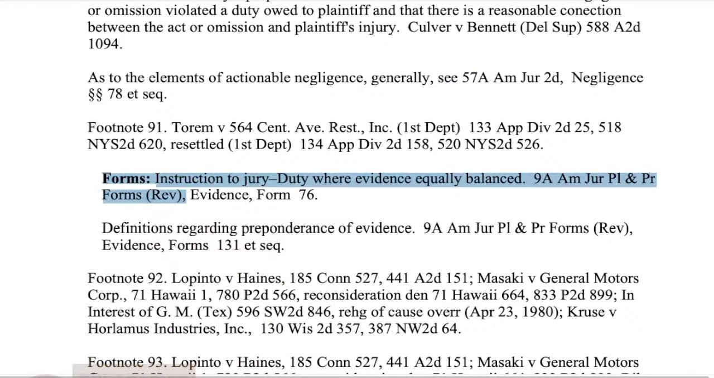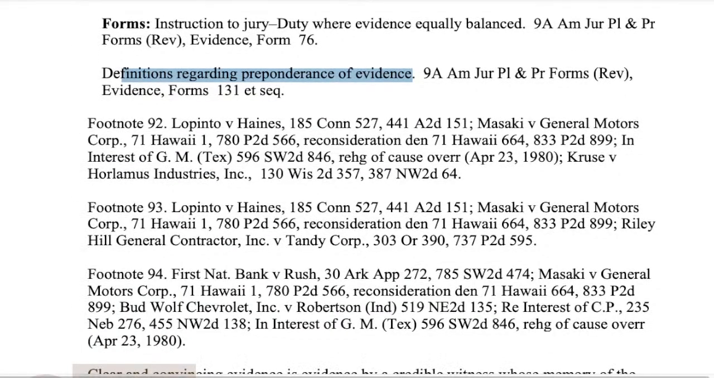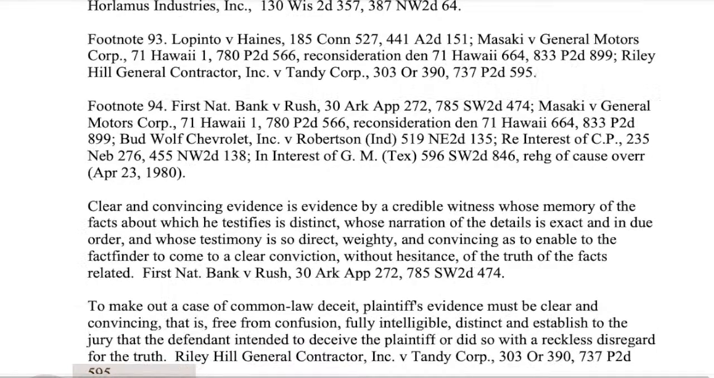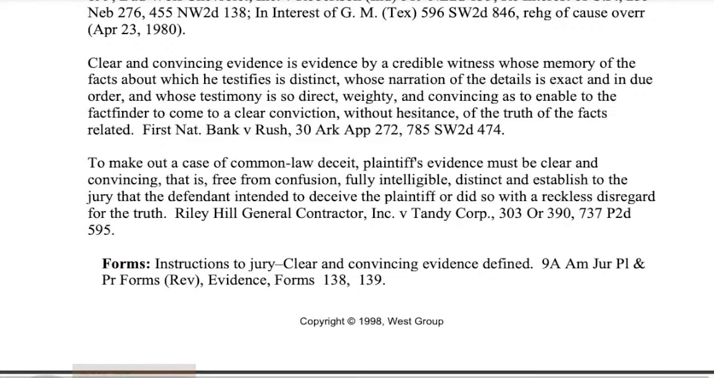All right, we have some forms, instruction of the jury, definitions regarding preponderance of evidence. Those will be in the practice and pleading editions here. Here we go. Clear and convincing evidence is evidence by a credible witness whose memory of the facts about which he testified is distinct. Not like some of them will go up there and give bad information directly to the judge, right?